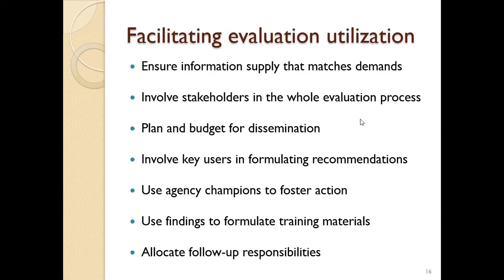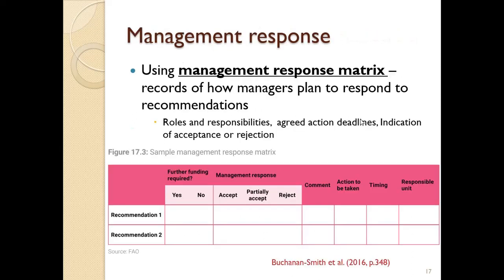Okay, and making clarifications. You can use agency champions to foster action, such as certain team leaders within the agency. You can use findings to formulate training materials, but also allocate follow-up responsibilities to make sure that certain recommendations are being implemented for that purpose. So management can respond using a management response matrix to refer to certain recommendations, or whether certain recommendations are being implemented or are being responded to.